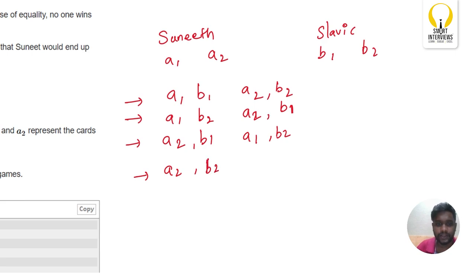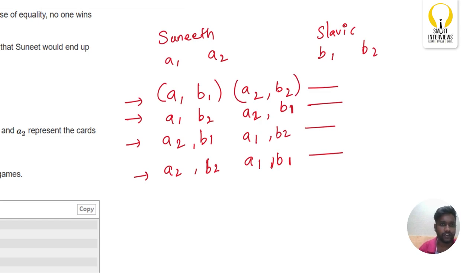Or else if Slavic picks B2 here, the remaining question is A1 and B1, right? A1 and B1. So these are all the possible games that we can play, and our task is figuring out, of all these games, which ones Sunit is going to win. Count them, and we can return the answer. So what we can do is fix these things, and figure out how many ways Sunit is going to win. So this is going to be our logic. Let's convert this into code and see how it goes.